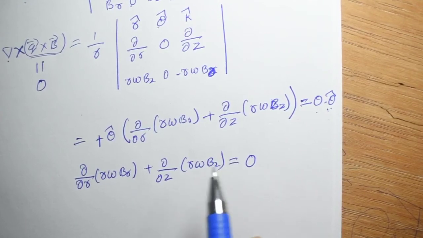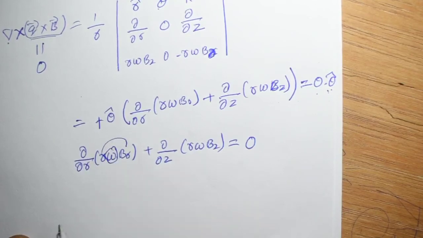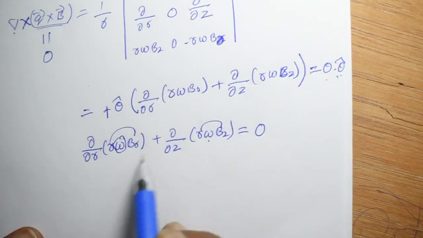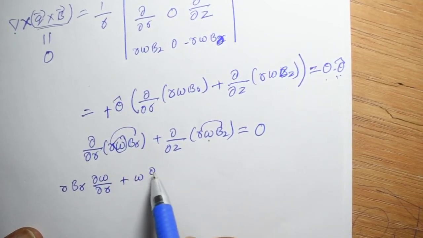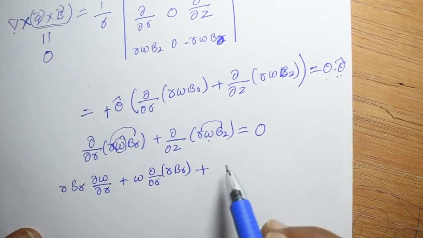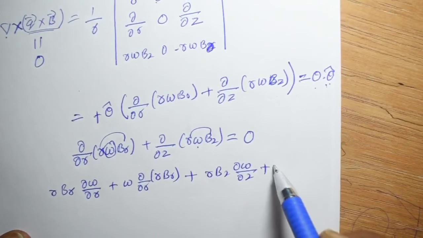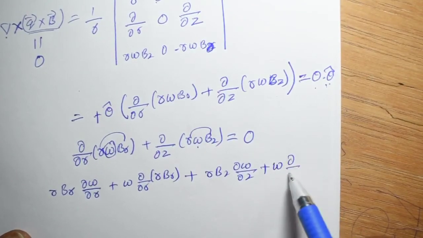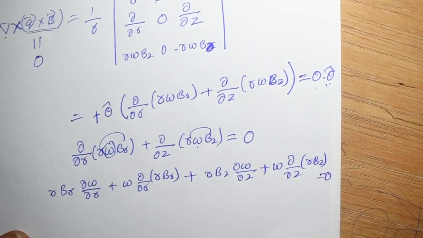By expanding this, you are going to get, I will take omega as one component and r br, similarly r bz as another component. So then by expanding this, you are going to get r br into del omega by del r plus omega into del by del r of r br plus similarly here r bz into del omega by del z plus omega into del by del z of r bz must be equal to 0. Must be equal to 0.